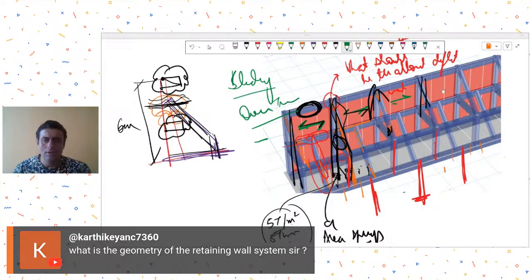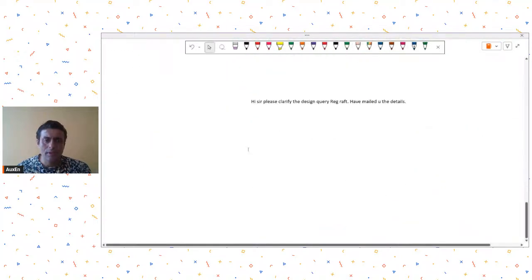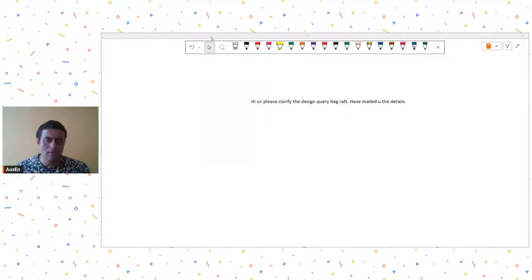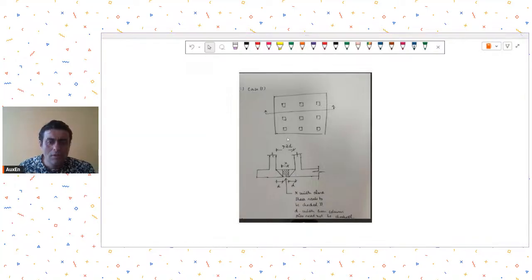This has been asked by engineer Karthikeyan from Chennai. He is an independent consultant, and he has shared some photos on the email. Two images he has shared.